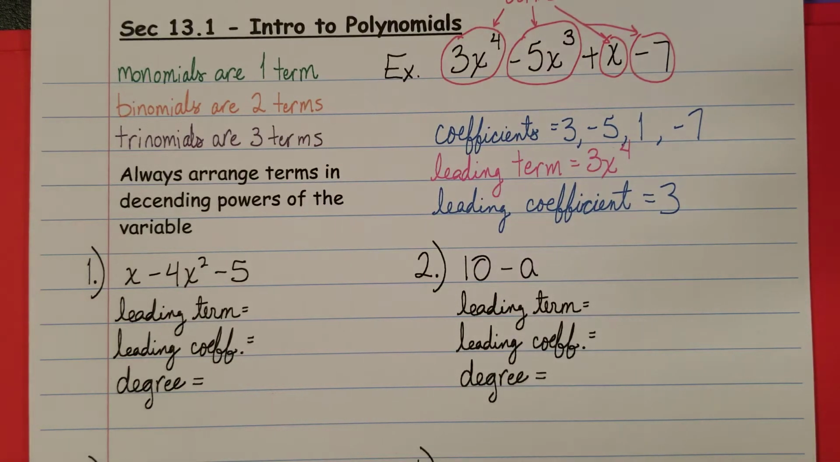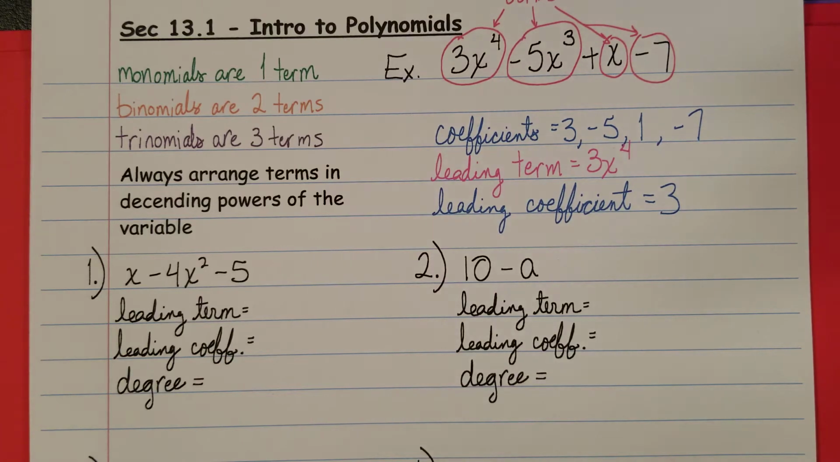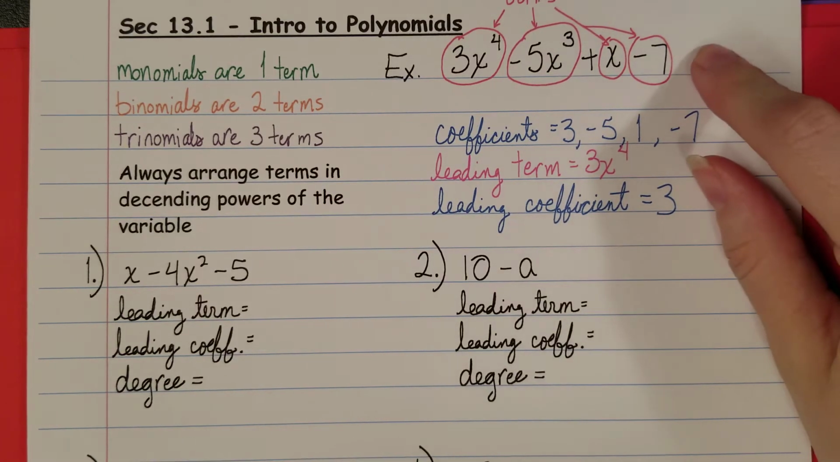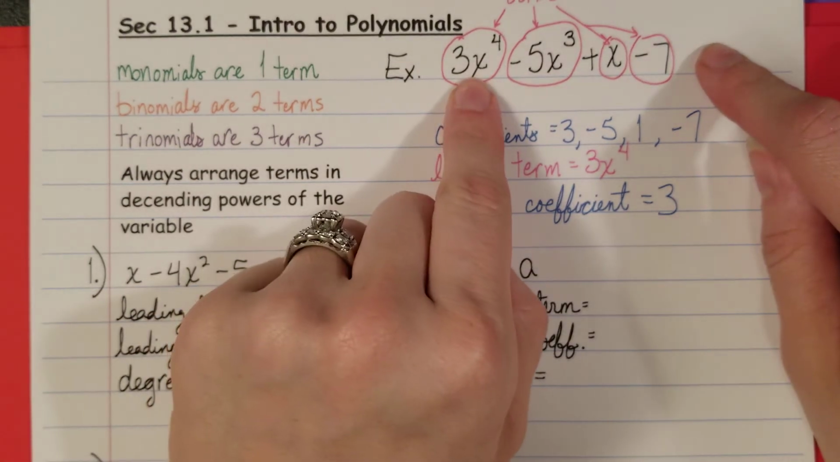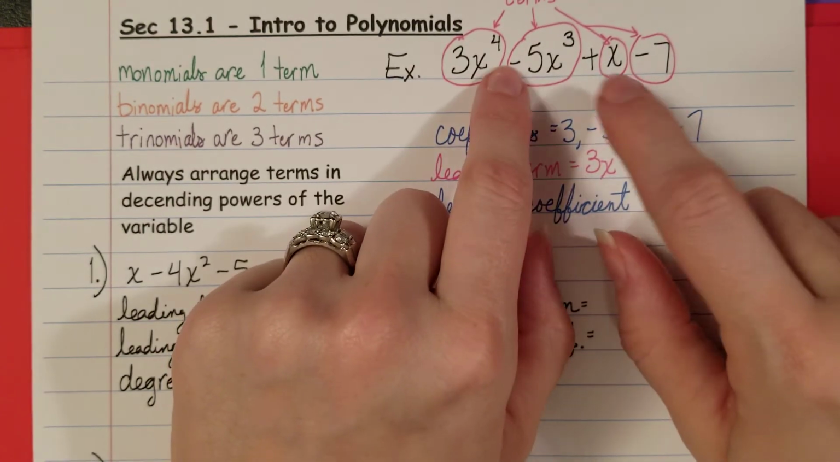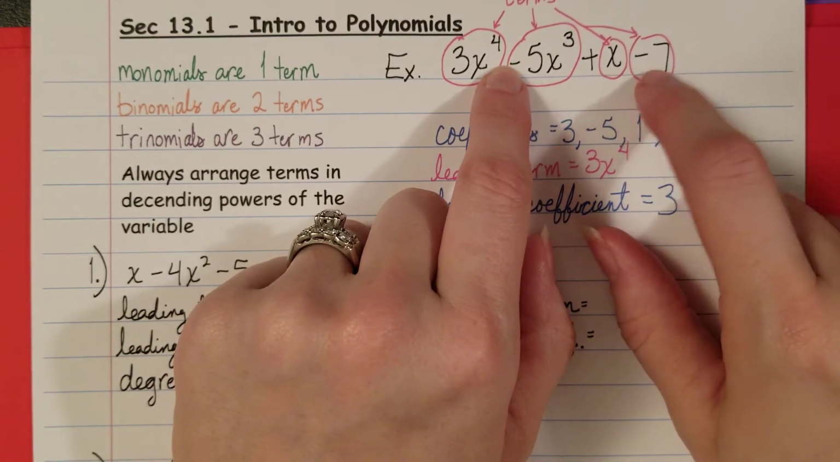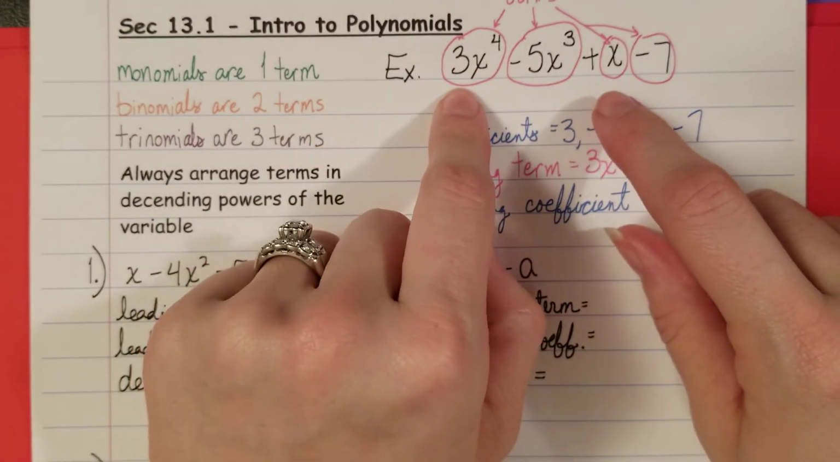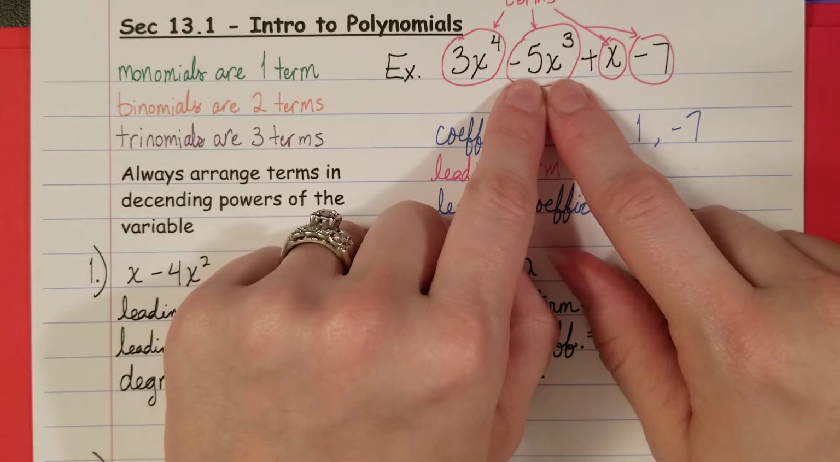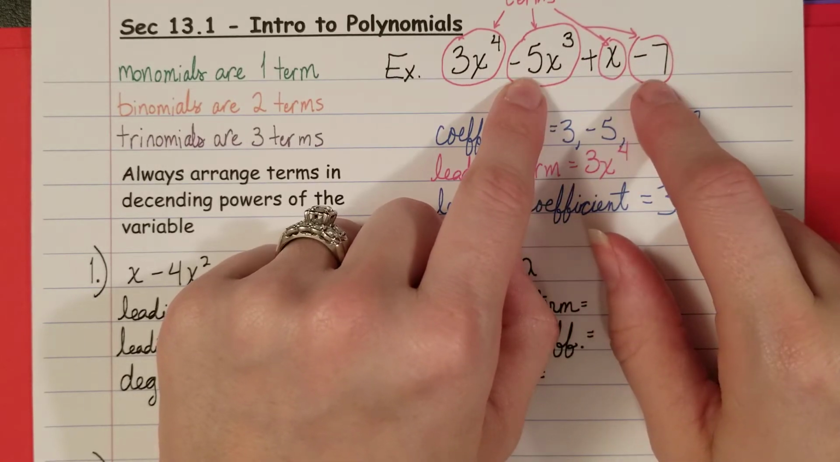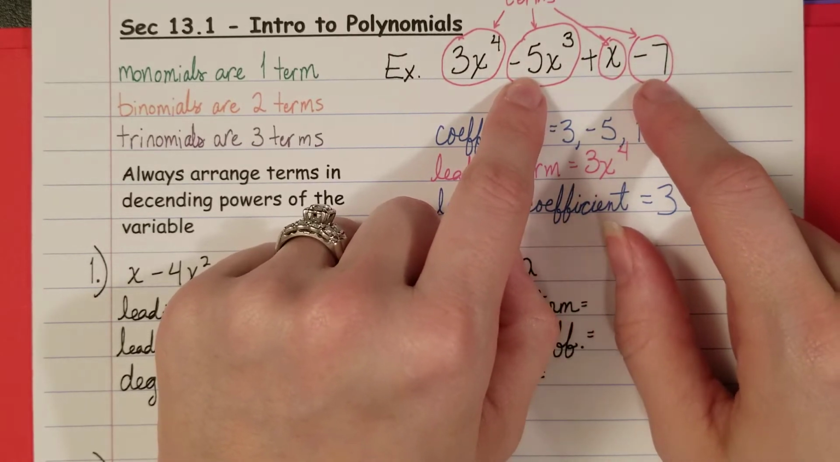Section 13.1, an introduction to polynomials. So here we have an example of a polynomial. This particular polynomial has 4 terms, okay? So everywhere you have a plus or a minus sign, that's breaking up into another term. So 3x to the 4th is the first term. Negative 5x cubed is the second term, x is the third term, negative 7 is the last term.